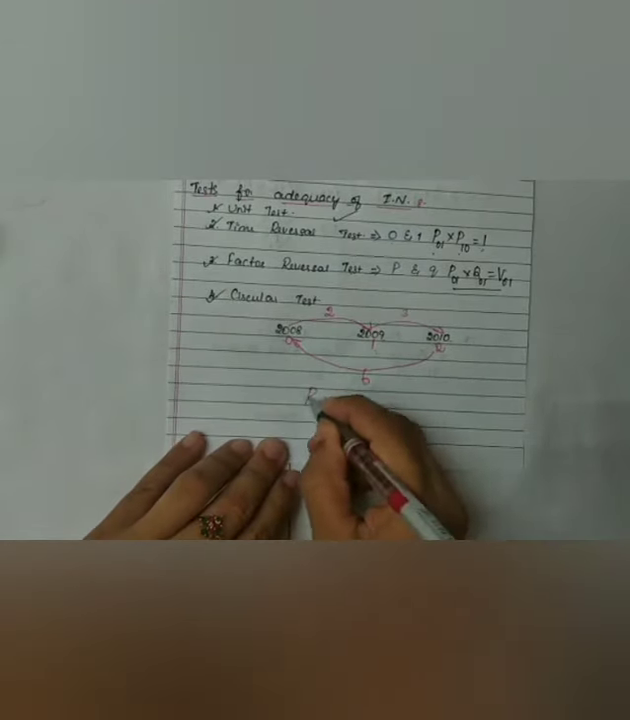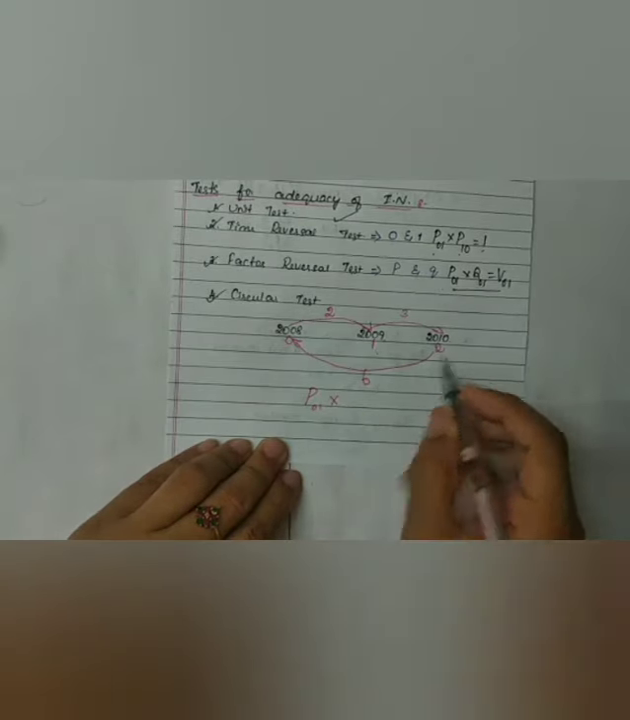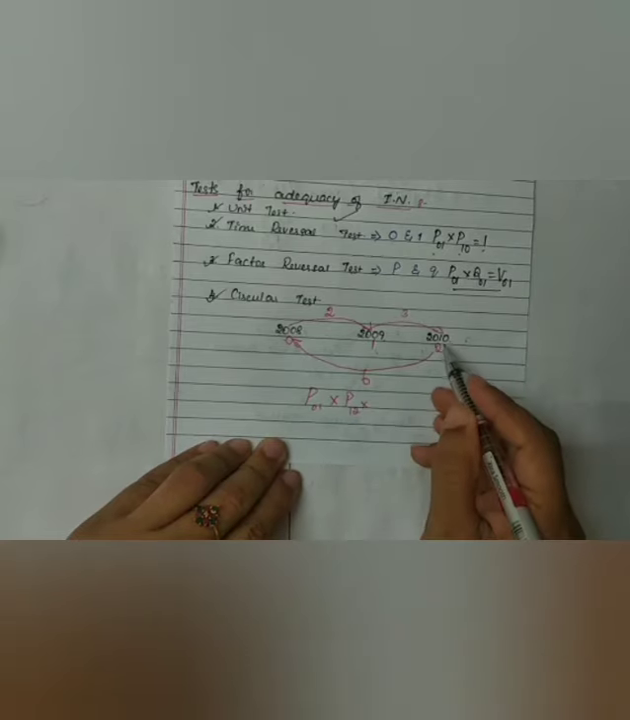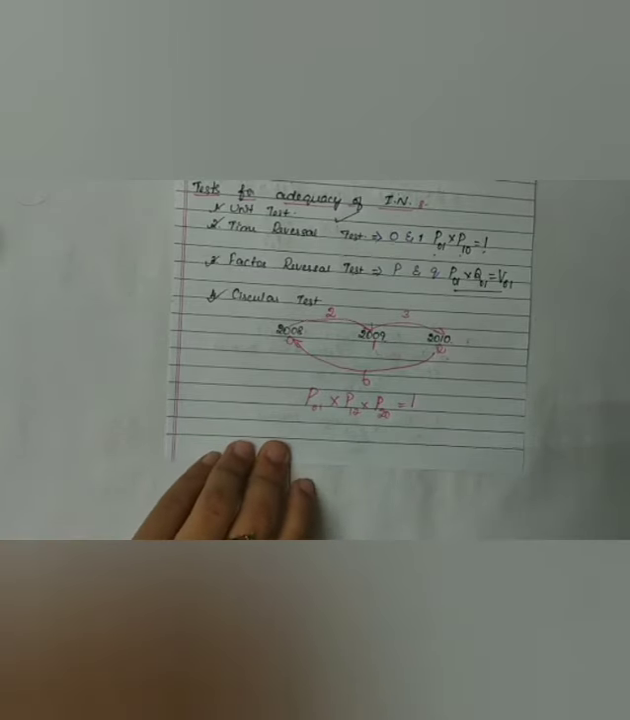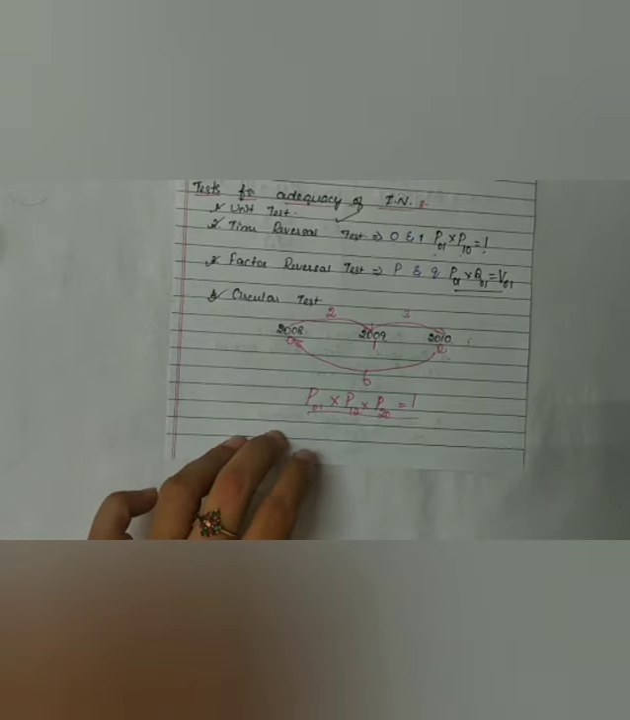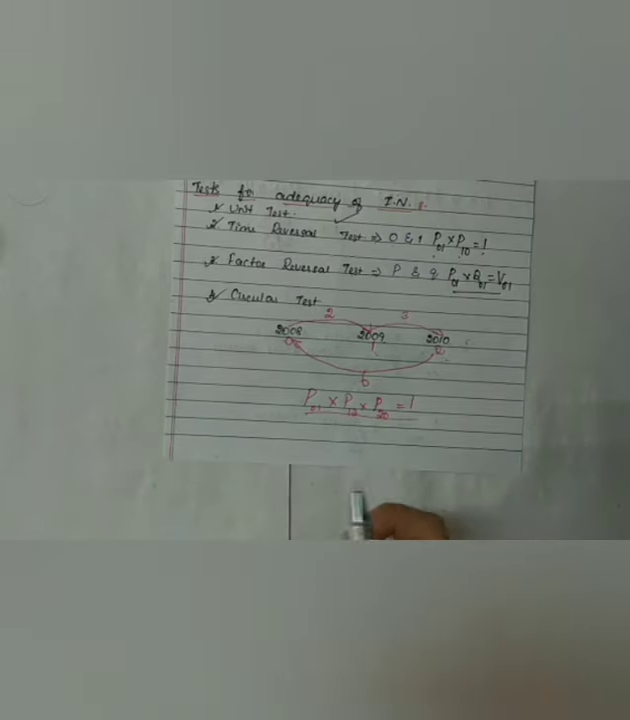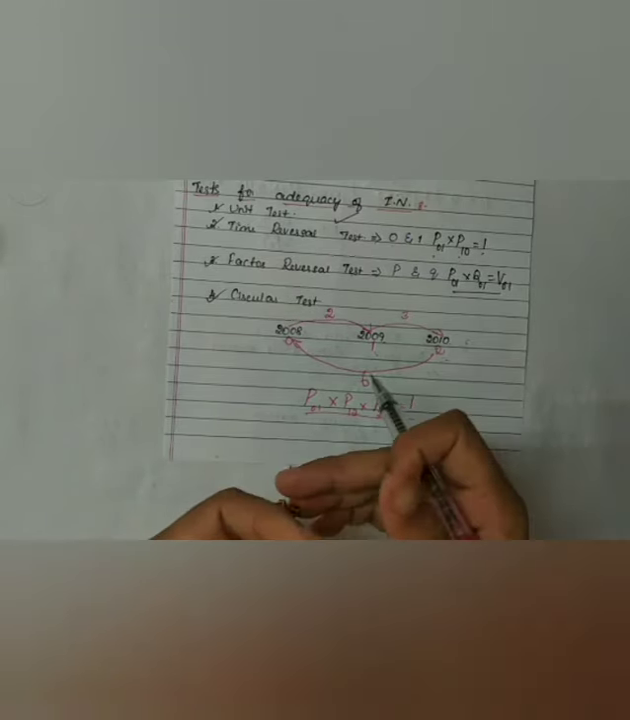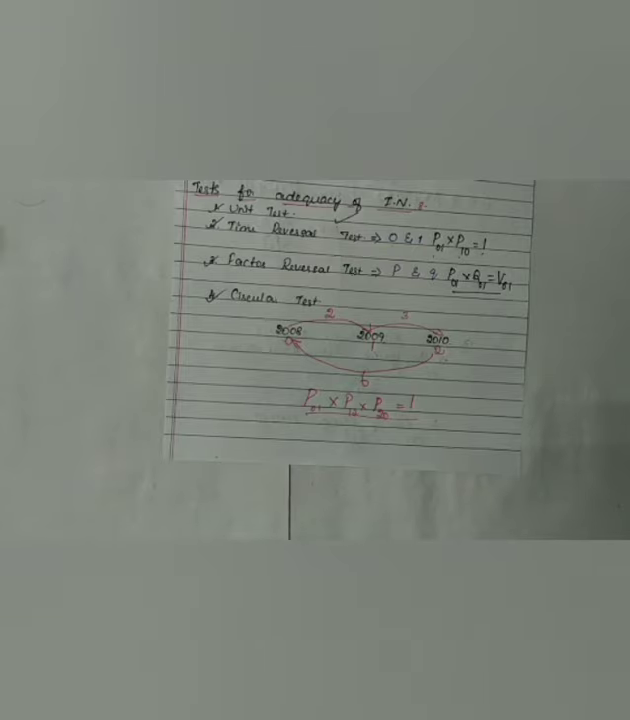That means P01 into P12 into P20 should be 1. So if this is satisfied, circular test is told to be passed, and this is satisfied only by the simple geometric mean of price relatives and Kelly's fixed weights or fixed base method. Okay, so this is about the tests for adequacy of index number.